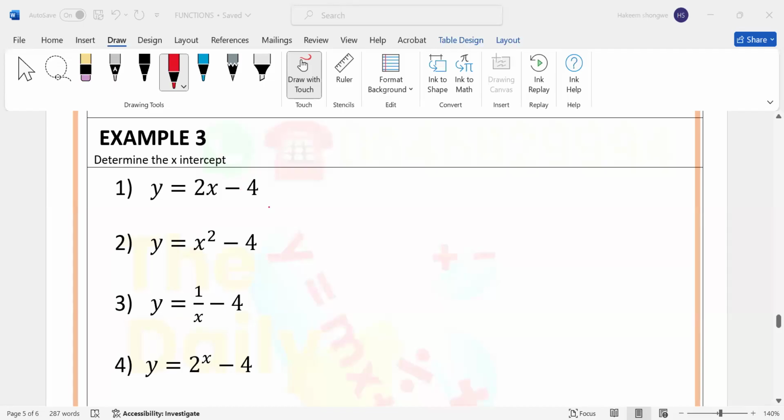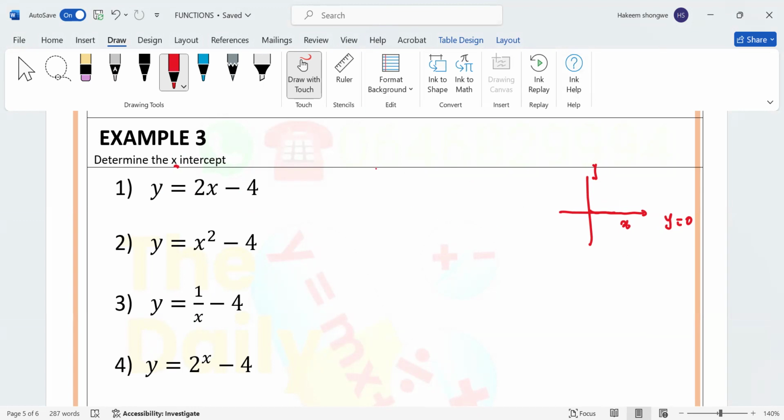Example number 3 is saying, given the following functions, we should determine the x-intercept. Now, when we get to the x-intercept, we have our Cartesian plane, we have our y, we have our x. So we go to the x-axis. On the x-axis, what can you tell me about y? Y is going to be equal to what? To 0. So if y is going to be equal to 0, look at this then.